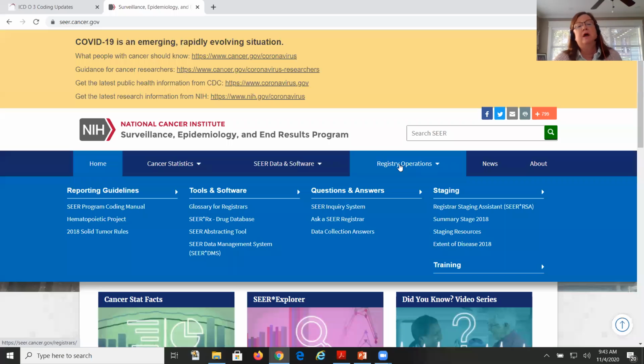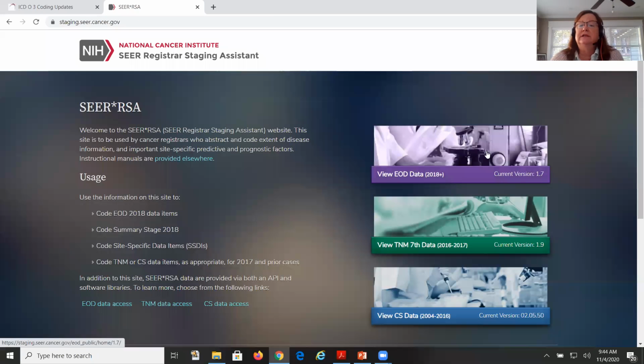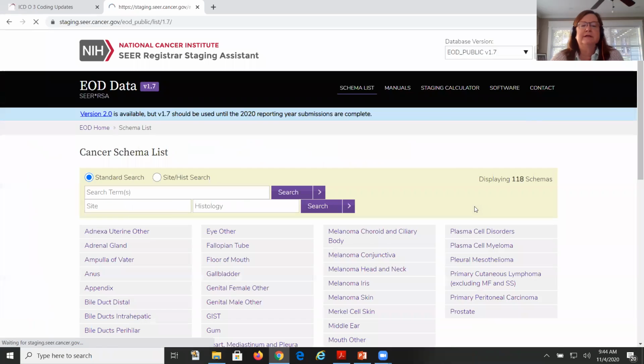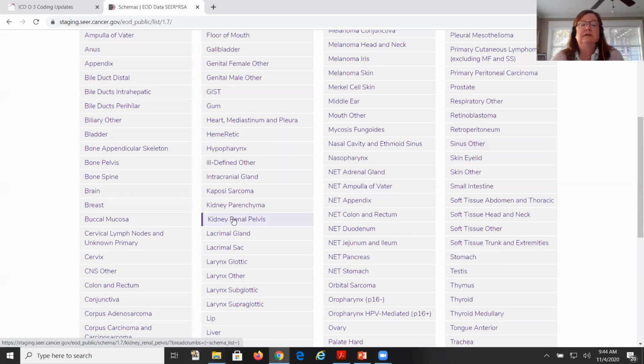From the SEER homepage, seer.cancer.gov, hover over Registry Operations, and then underneath Staging, you'll see a link for Registry Staging Assistant. That is SEER RSA. When that page opens up, click on the link to SEER RSA, then click on View EOD Data, and then your schema list. Here is the list of all the primary site schemas. Let's look for a second at kidney, renal pelvis.